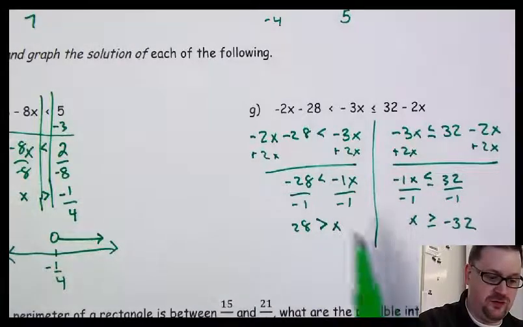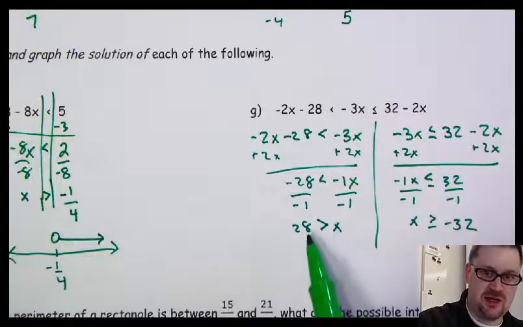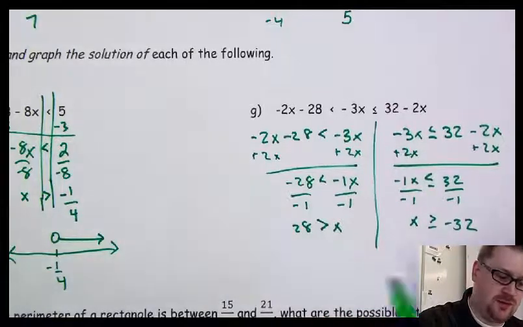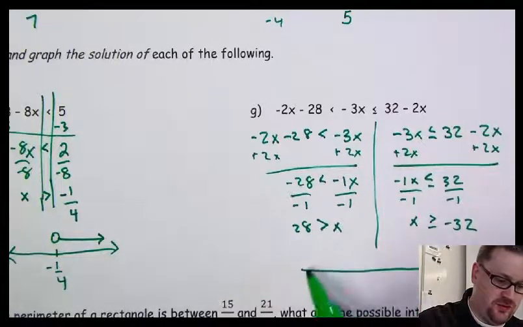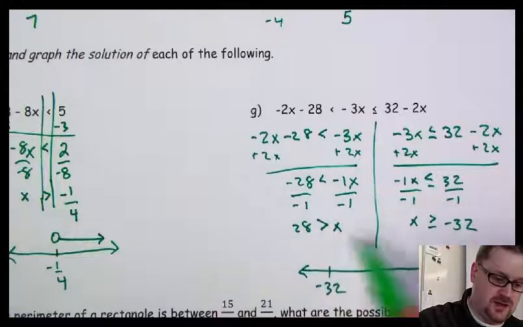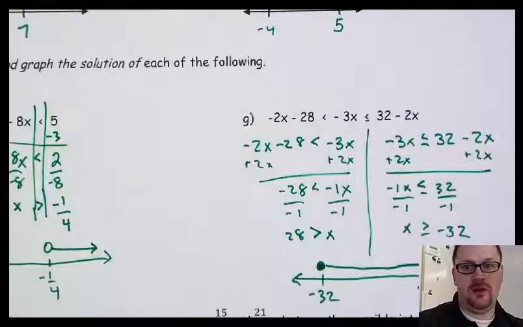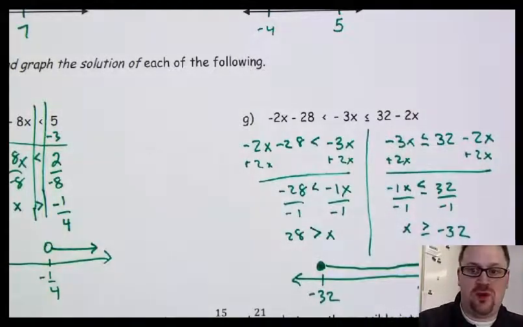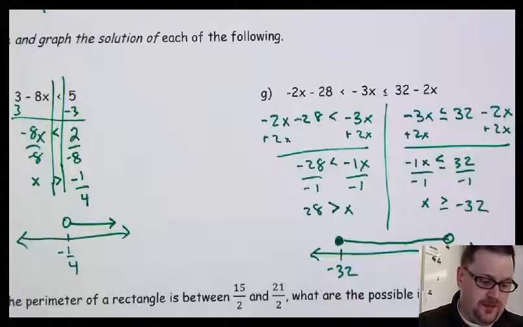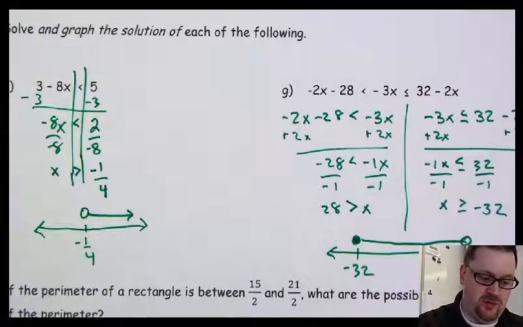And again, I ask myself if those two things can happen at the same time. Can there be a number that's less than 28 but also greater than -32? Yes, there is. So we have -32, we have 28. That's an open circle and a closed circle, and we shade in between. So just recalling some of the stuff about inequalities and solving them, and then we move into some of the word problems. So if the perimeter of a rectangle is between 15 halves and 21 halves, what are the possible integer values of the perimeter?